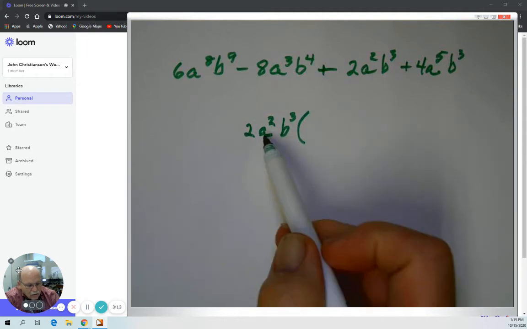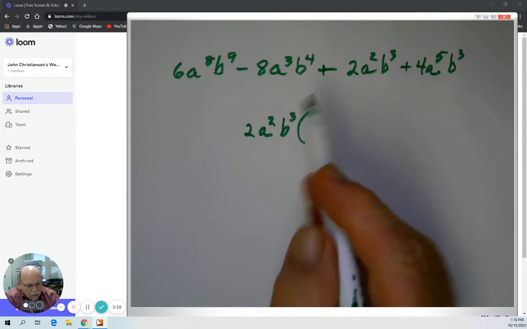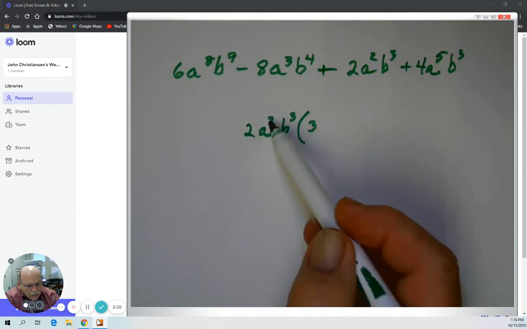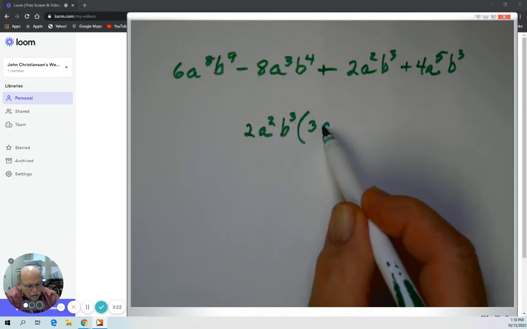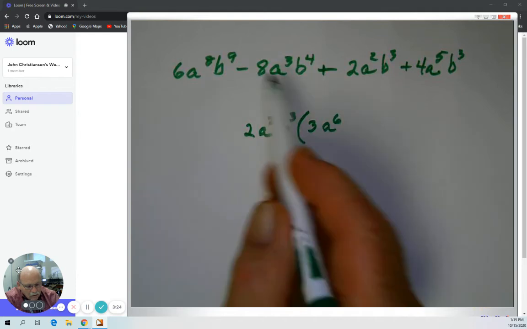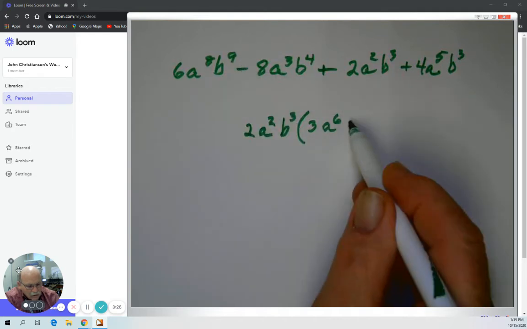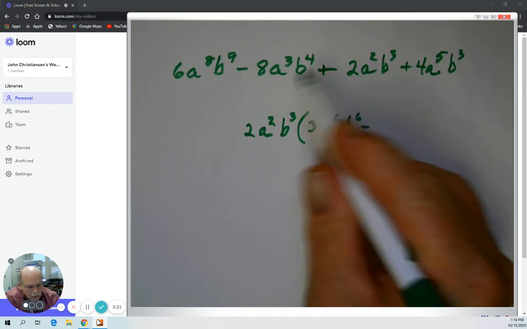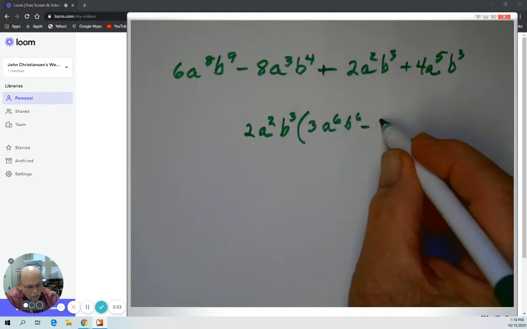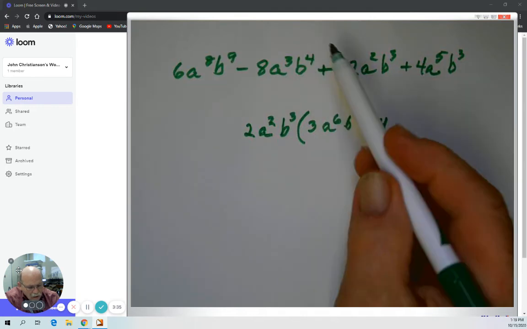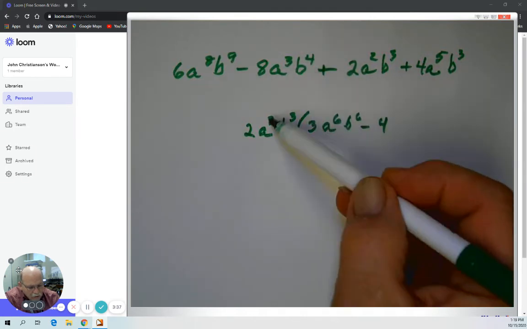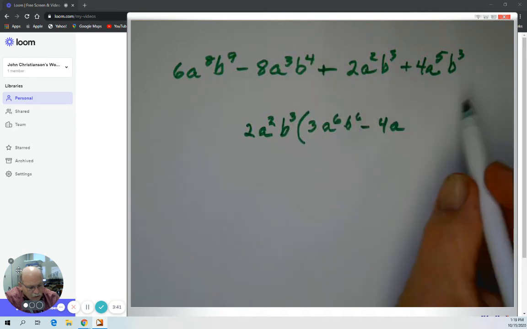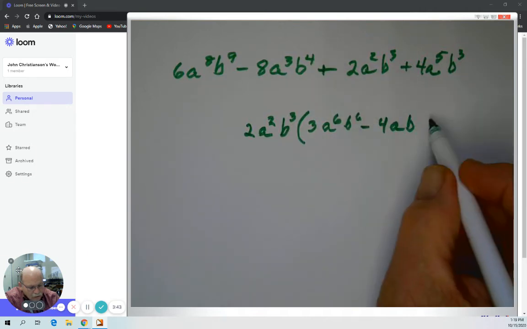We can just go through and do 6 divided by 2 is 3. 8 minus 2 is 6, so that's a to the 6th. 9 minus 3 is 6, b to the 6th. Okay, minus, and then 8 divided by 2 is 4. And 3 minus 2 is 1, so that's just plain old a. 4 minus 3 is plain old b.